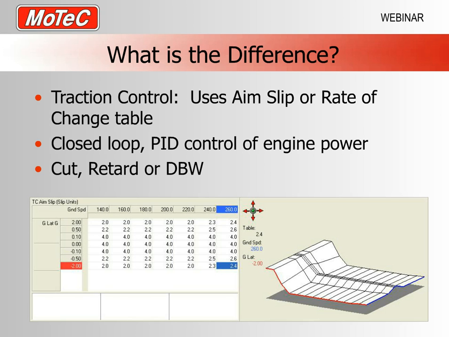So again, with a closed loop system, we are giving it something to aim for, the aim slip or the rate of change. It simply monitors what's actually going on and adjusts the engine power to try and bring those two into line. Now with traction control we can use cut and retard, or we can even use the drive-by-wire throttle, which is something becoming a little more popular these days.